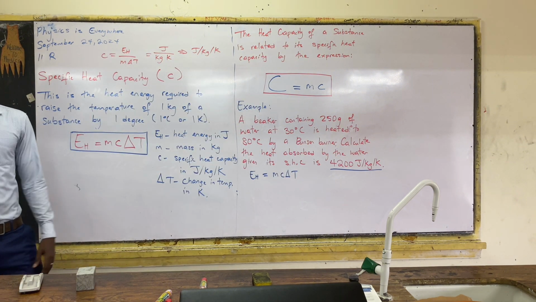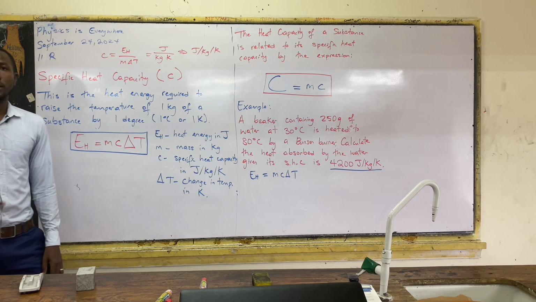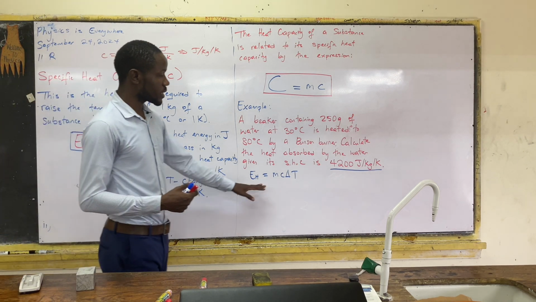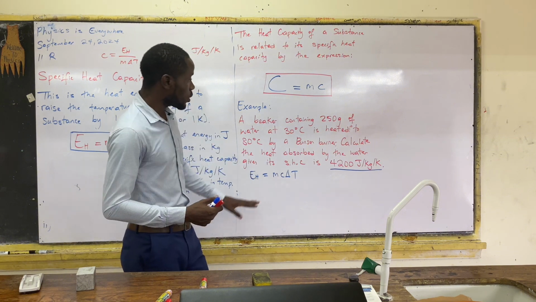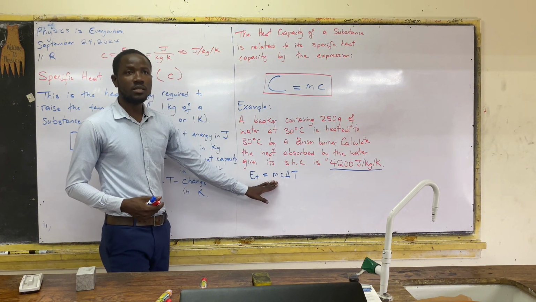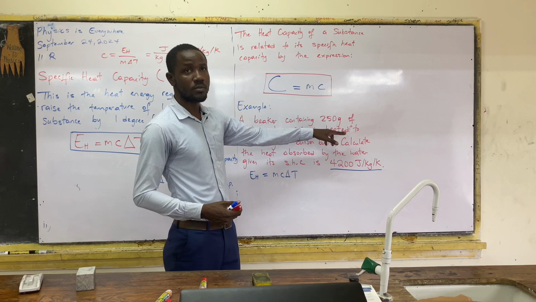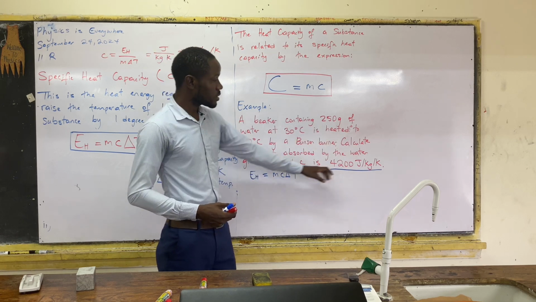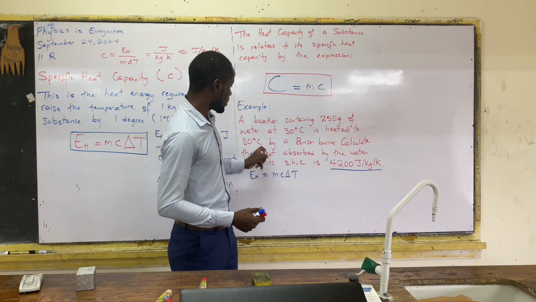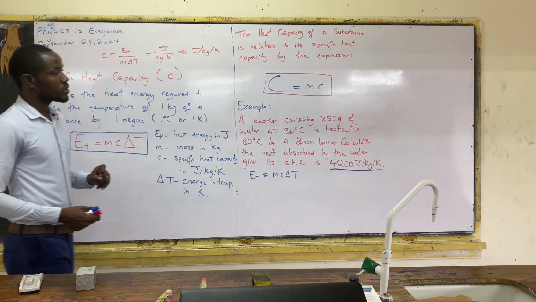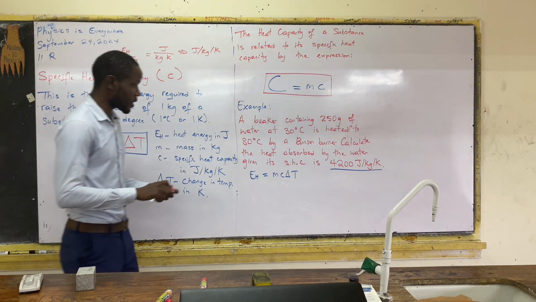So we have EH, students, focus again. EH is equal to MC times the change in temperature. Now, we're giving students that the mass is 250 grams, right? C is given right here, and we're told that the temperature was at 30, then it goes up to 80. So let's note down some variables right here.